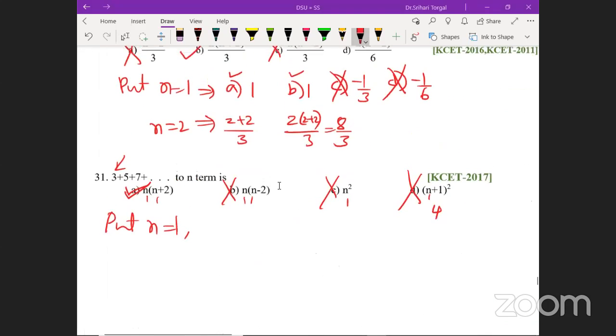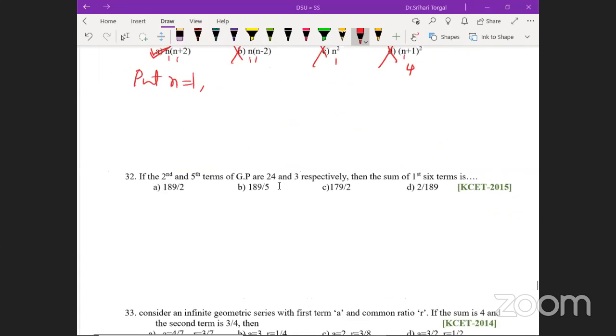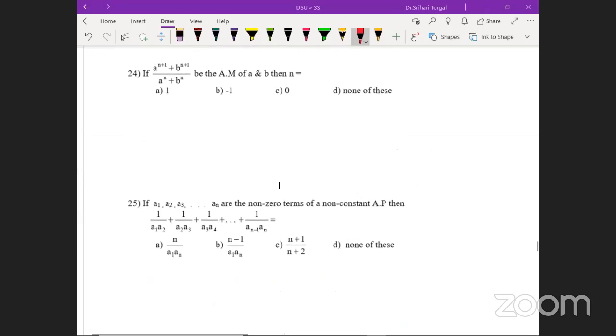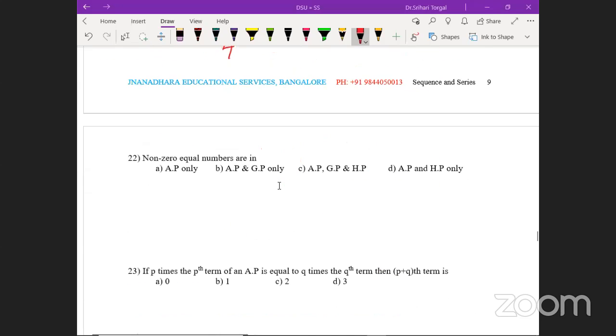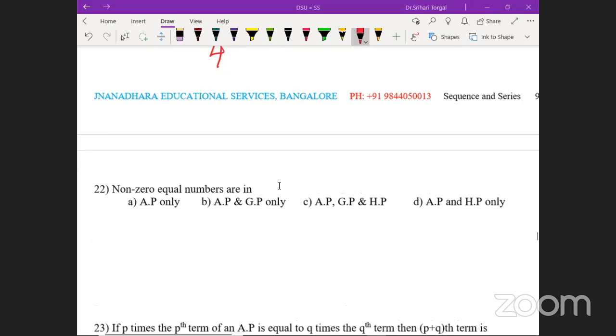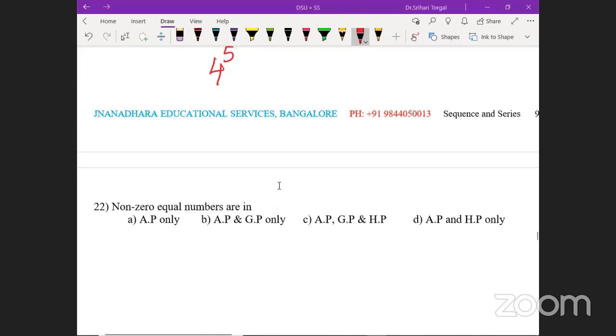Okay, let me come back to this, we'll finish all of these. Non-zero equal numbers, non-zero equal numbers are in... Yes, answer this now.